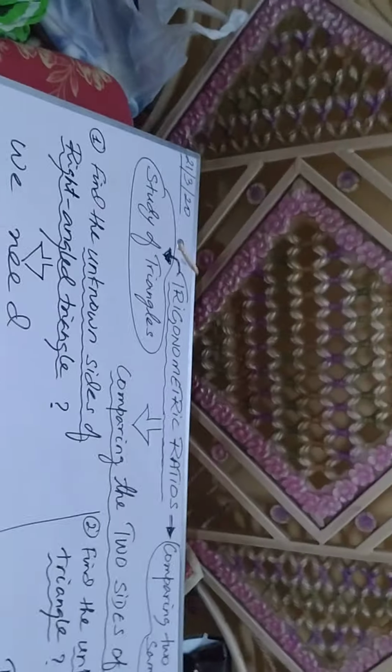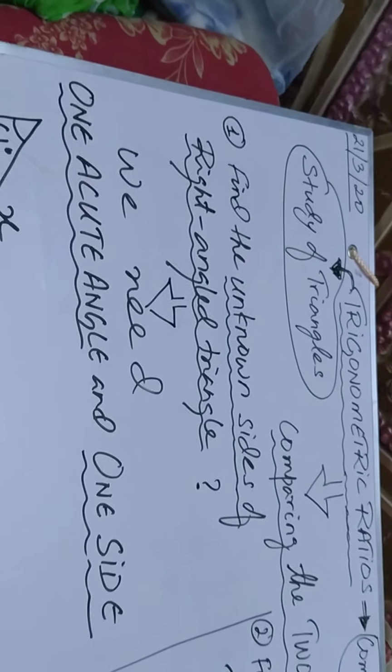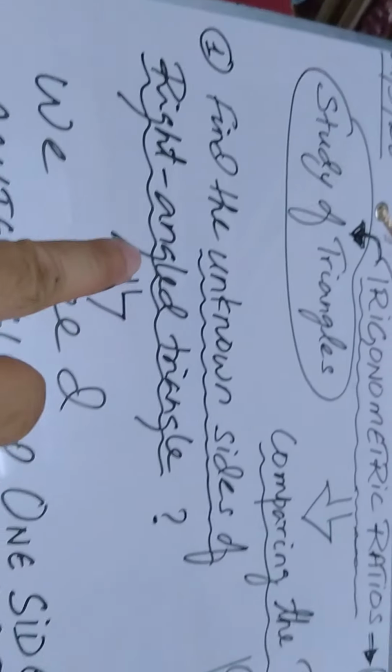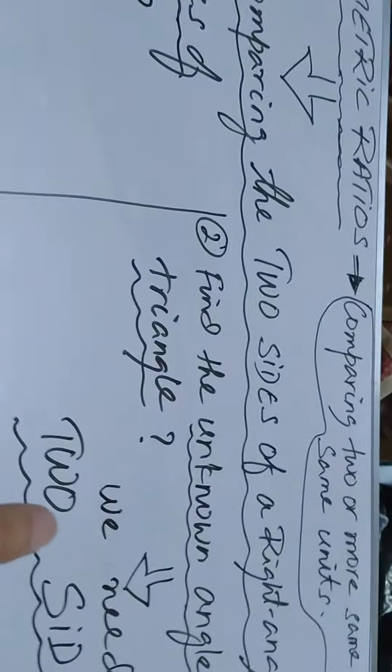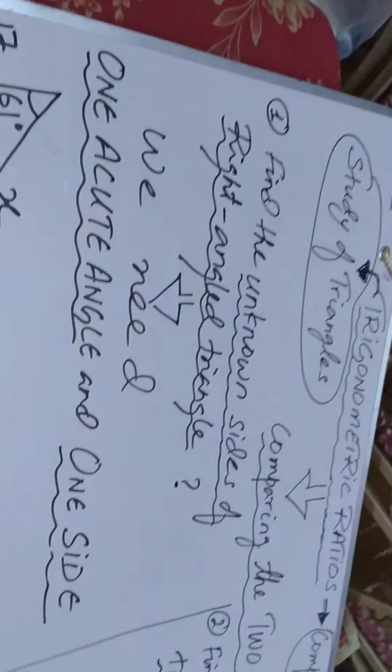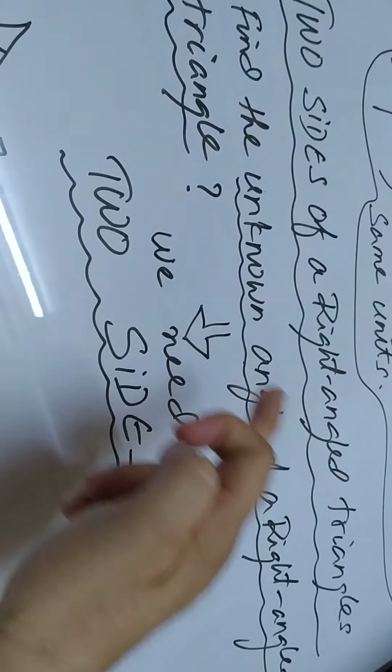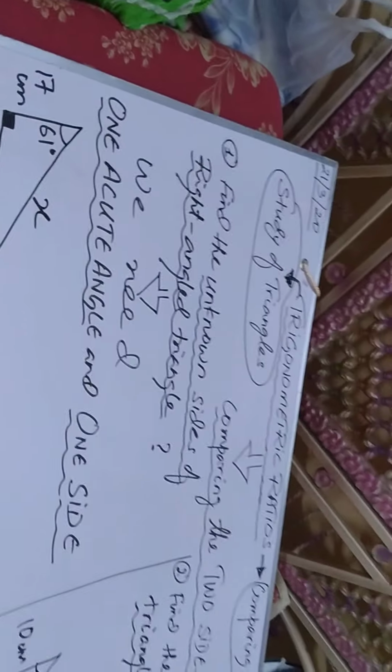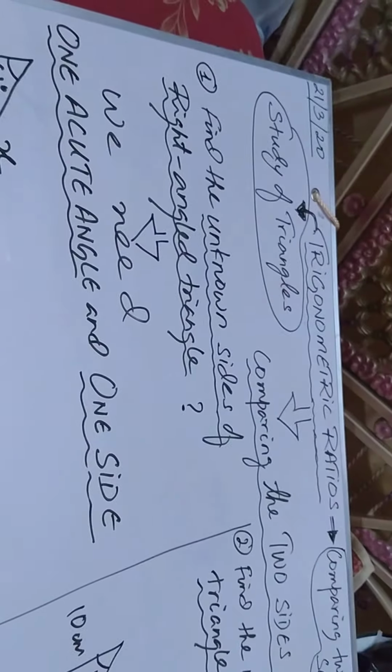So with the help of trigonometric ratios, we will find the unknown side of a right angle triangle, or we will find the unknown angles of a right angle triangle. So with the help of trigonometric ratios, we can solve any right angle triangle. We can find the unknown side, the unknown angle, the area of triangle, the perimeter of triangle. So with the help of trigonometric ratio, we can solve the triangle.